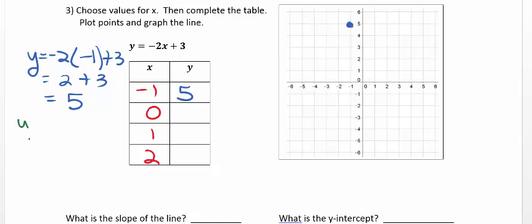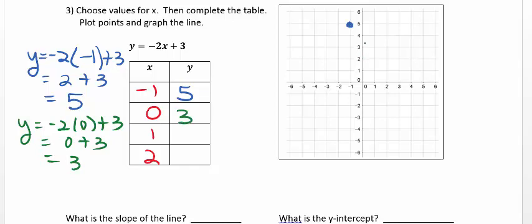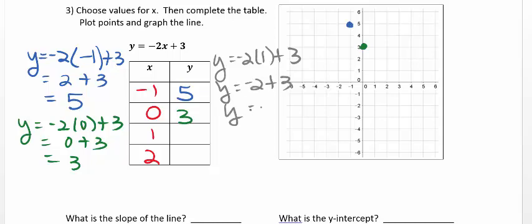Now I'll plug in 0. So y equals -2 times 0 plus 3. -2 times 0 is 0, and 0 plus 3 is 3. So now I'm going to plot the point (0, 3). I'll plug in 1, and we have y equals -2 times 1 plus 3. -2 times 1 is -2. And then -2 plus 3 is 1. So we have the point (1, 1).